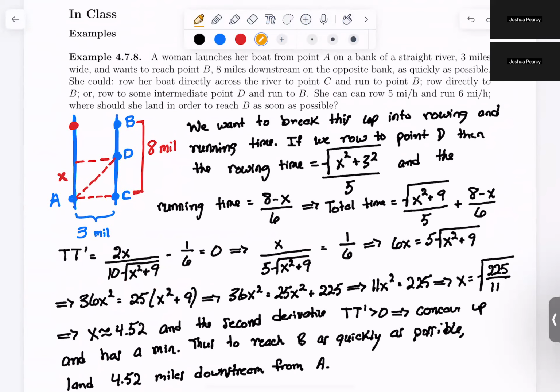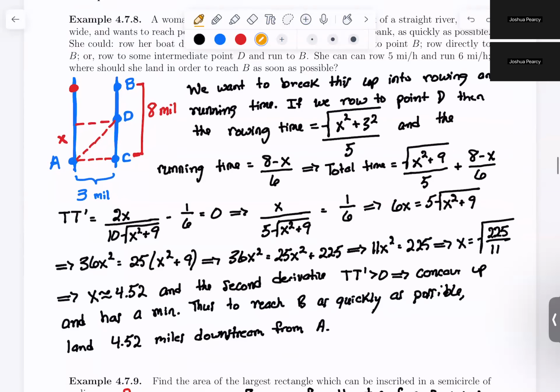It says a woman launches her boat from point A on a bank of a straight river 3 miles wide and wants to reach point B that's 8 miles downstream on the opposite bank as quickly as possible. She could row her boat directly across the river to point C and run to point B, or row directly to point B. So we would go A to C and then run from C to B. Or what we could do is row from A to some intermediate point D and then run to B.